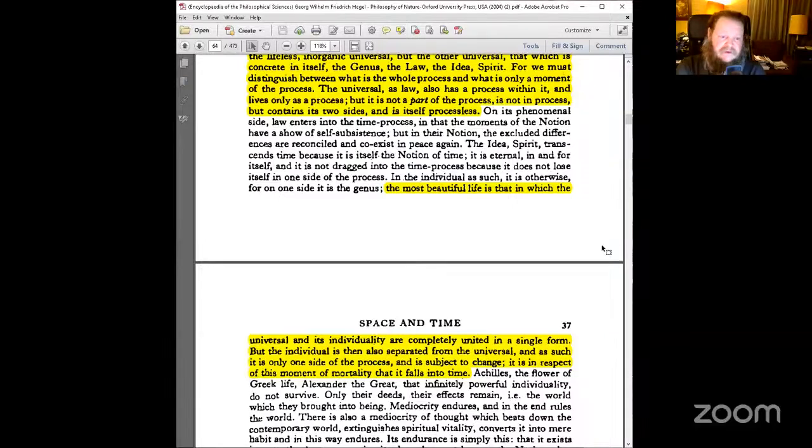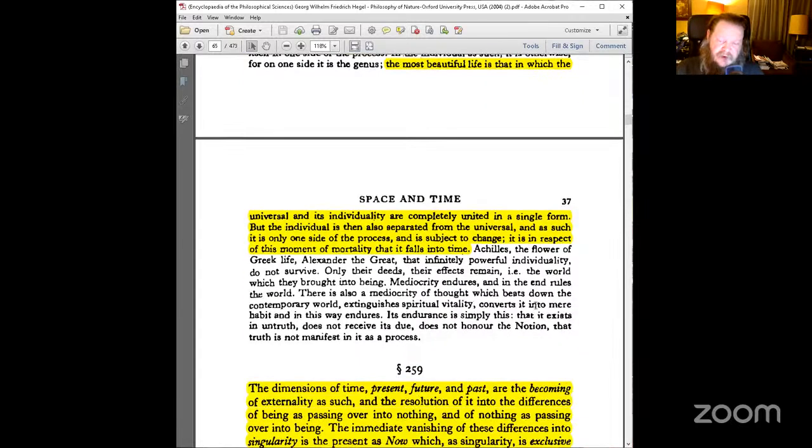The idea, spirit, transcends time because it is itself the notion of time. It is eternal in and for itself and is not dragged into the time process because it does not lose itself in one side of the process. In the individual as such, it is otherwise, for on one side it is the genus. The most beautiful life is that in which the universal and its individuality are completely united in a single form. But the individual is then also separated from the universal, and as such, it is only one side of the process and is subject to change. It is in respect of this moment of mortality that it falls into time.